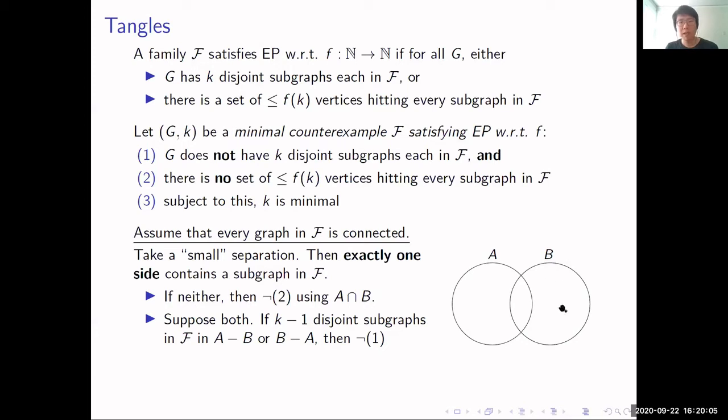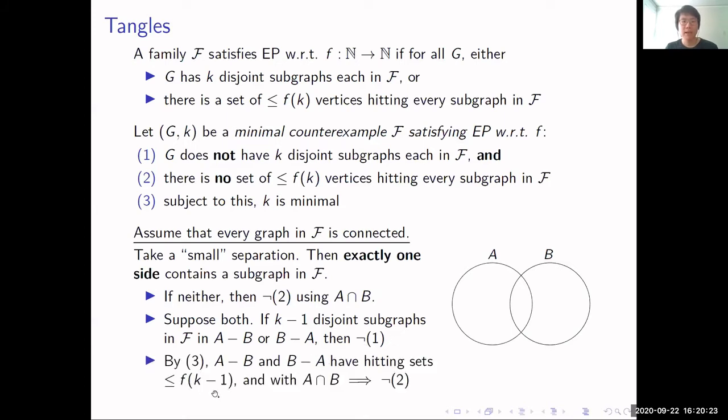So we can assume that B minus A doesn't have K minus 1 disjoint subgraphs, and A minus B doesn't have K minus 1 disjoint subgraphs. But now we're using the fact that we chose K to be minimal. So if this part doesn't have K minus 1 disjoint subgraphs, then it has a hitting set of size f of K minus 1. So A minus B has a small hitting set, B minus A has a small hitting set, and you union that with the intersection, which is also small, then you get a small hitting set. Everything here is very hand wavy, but we can formalize what small means.